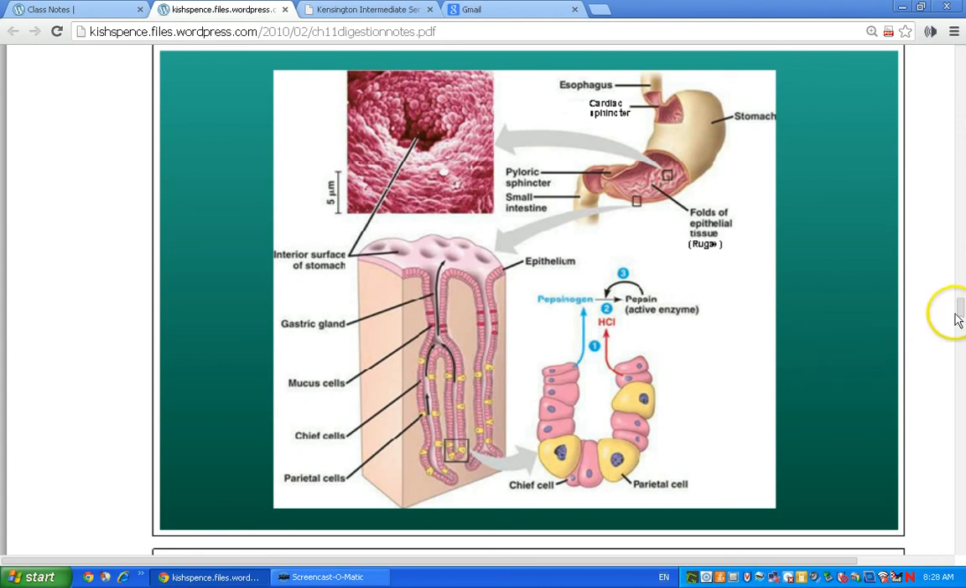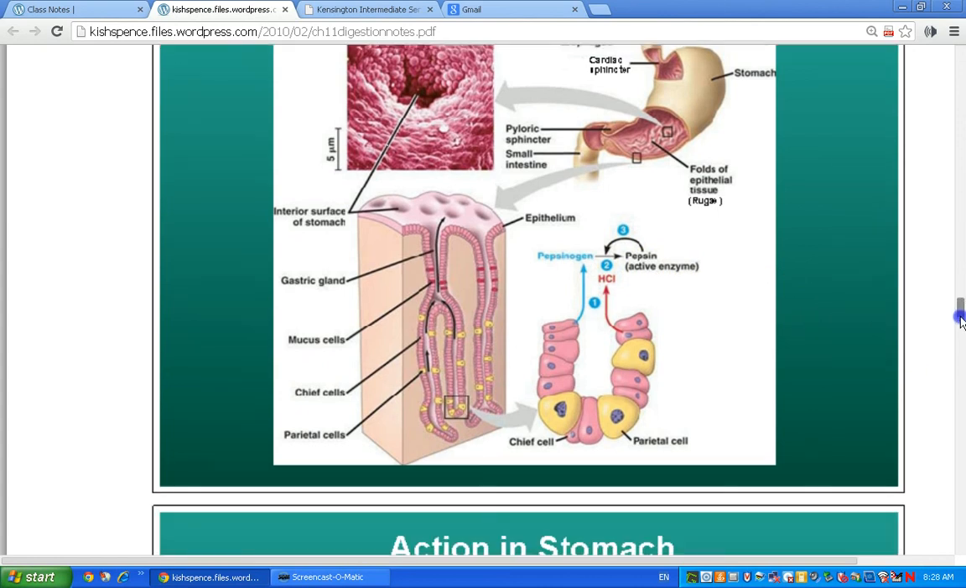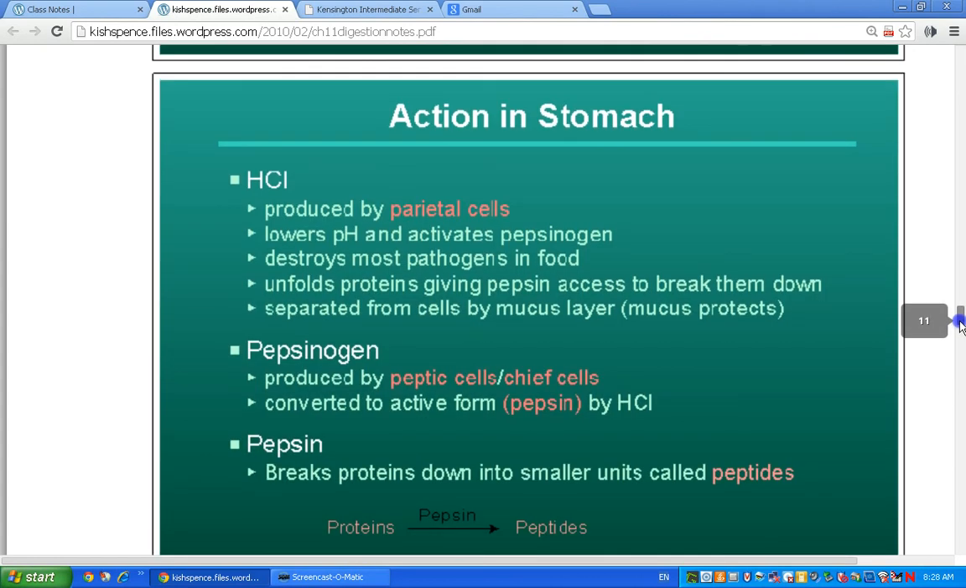That's all it's showing. So that's the action in the stomach. And this is just summarizing it in words. So hydrochloric acid is produced by the parietal cells. It lowers the pH and activates pepsinogen. But another job it has is it destroys pathogens. So most of the pathogens don't like an acidic environment. So it helps. It's one way to protect us from getting sick.